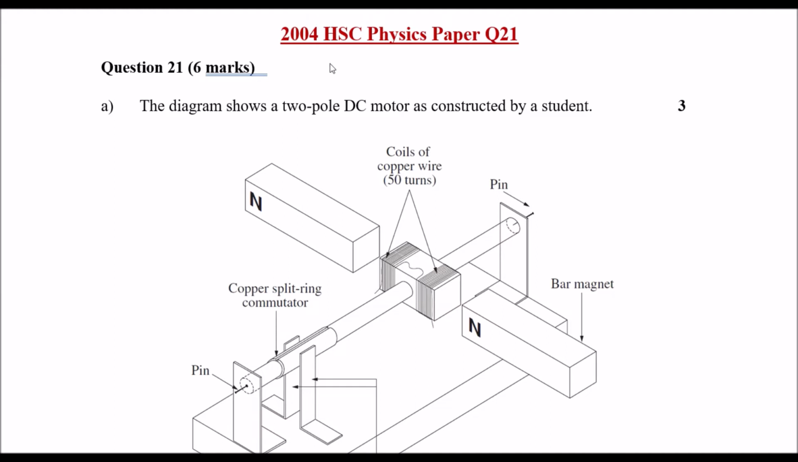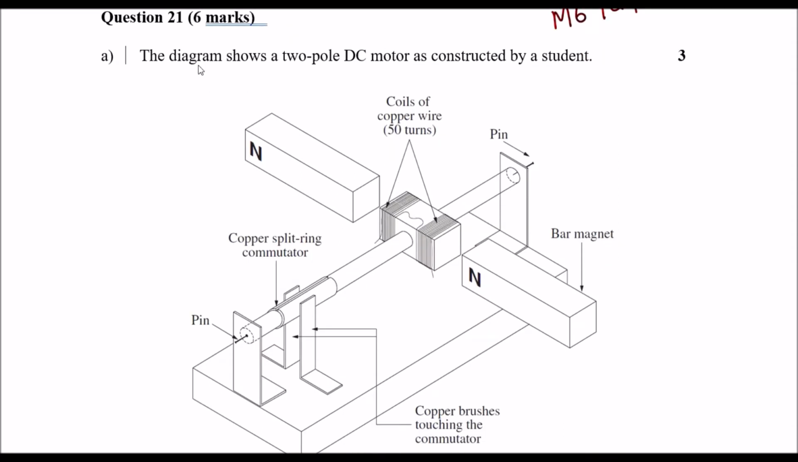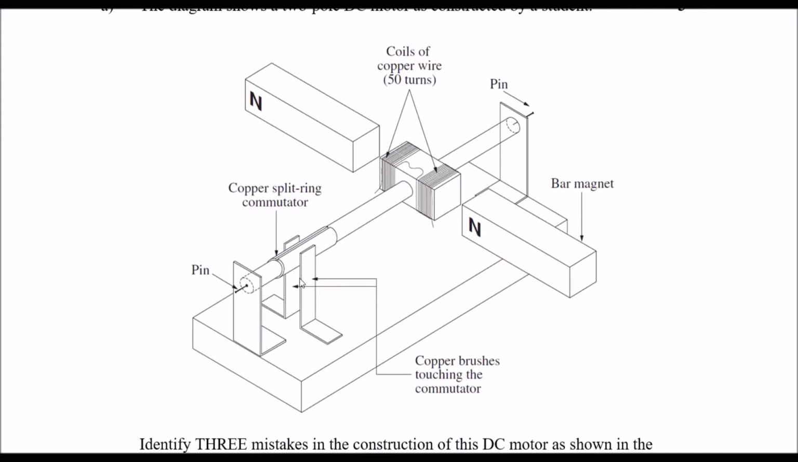Today we'll be looking at the 2004 HSC physics paper, question 21, and it's worth 6 marks. This is actually to look at module 6, inquiry question number 4. Our very first question of this exam paper is, the diagram below shows a two-pole DC motor as constructed by a student, as you can see here.